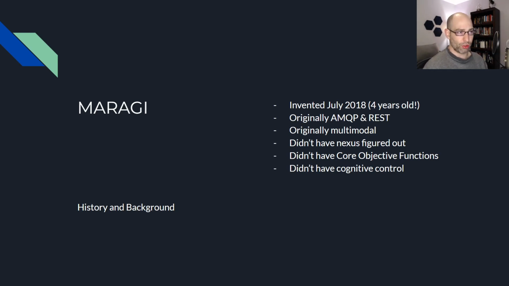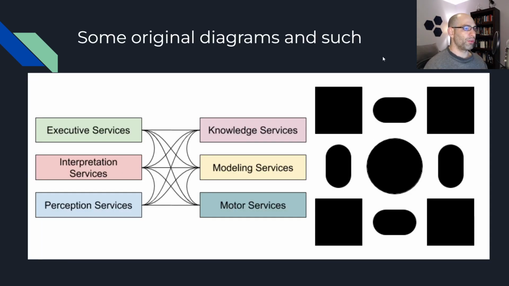It was also originally multimodal, where I would have one service that would take pictures and send pictures, and then another that would take audio clips and send audio clips. I've done away with that since I wrote Natural Language Cognitive Architecture. I realized that once you get into the core thought module of a brain of an artificial cognitive entity, you should have one modality, and I chose natural language because it is interpretable and transparent. I did not have the nexus figured out, I did not have the core objective functions, and I did not have cognitive control figured out. So there were a lot of problems when I first came up with Maragi, and all of them have been solved.